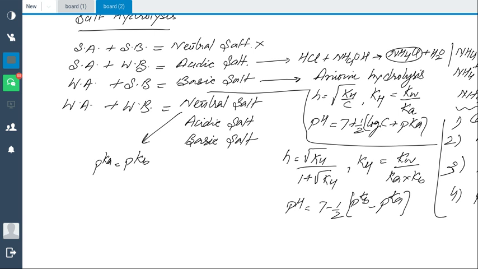Okay. When will the salt be acidic? When pKa is lesser than pKb. When will the salt be basic? When pKa is greater than pKb. This is the outcome of the salt hydrolysis part. In a nutshell, in one page, I have told you everything. If you remember this much, you'll be able to solve all the questions. Shall we start with the questions?